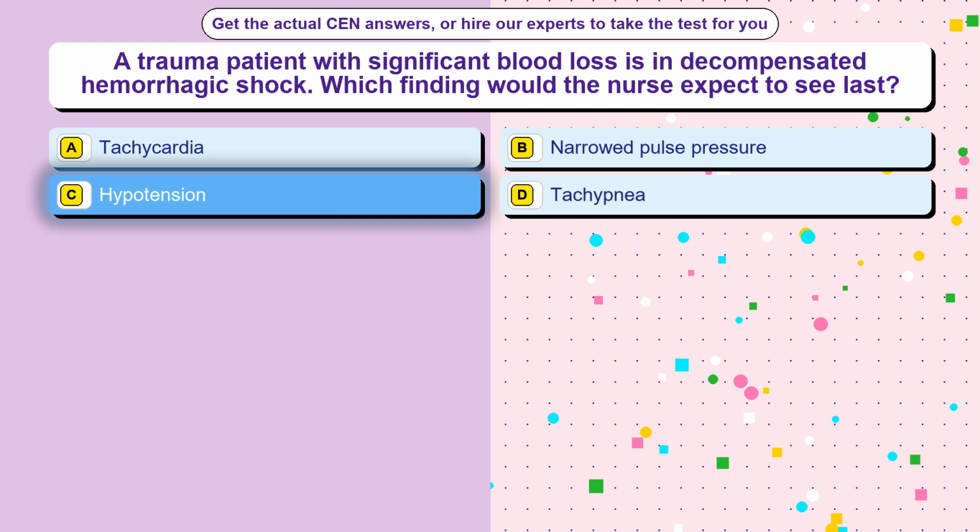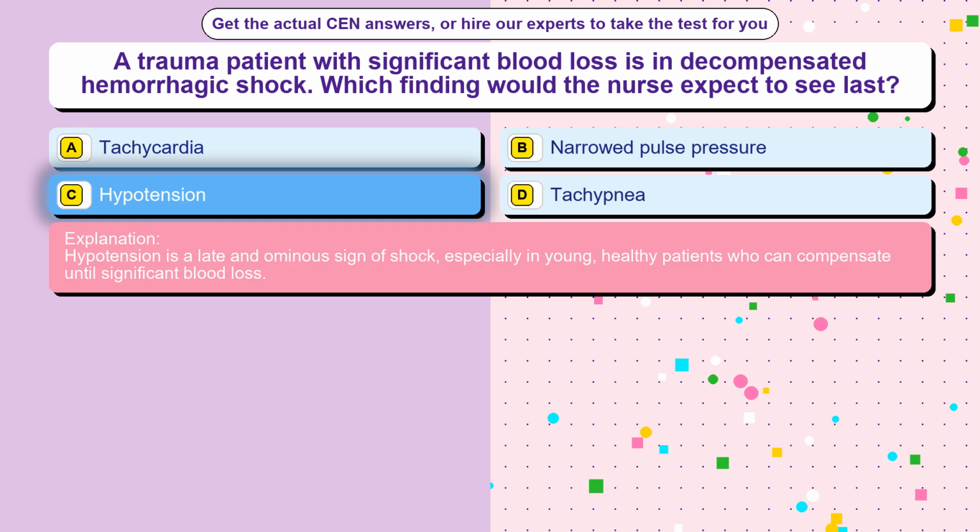The correct answer is option C, hypotension. Hypotension is a late and ominous sign of shock, especially in young, healthy patients who can compensate until significant blood loss.